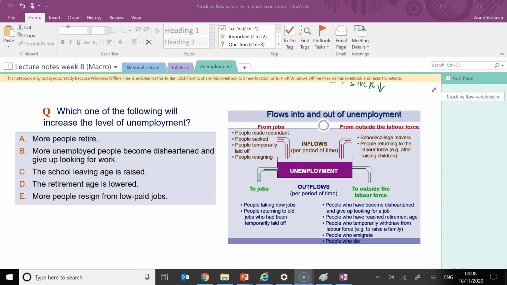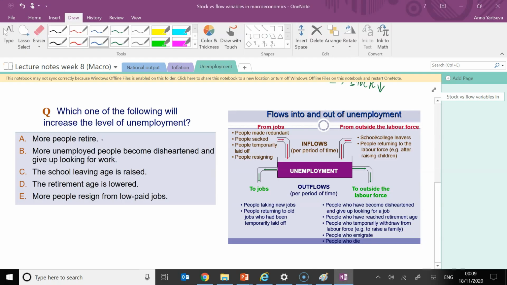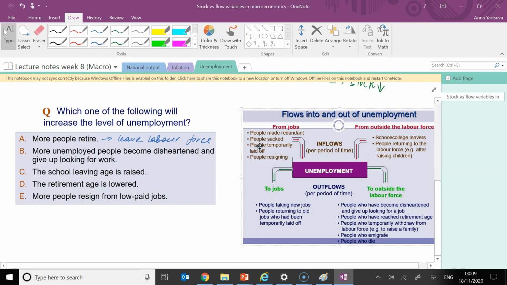More people retire. What does this mean? When people retire, this means that they stop working, they stop being economically active. In other words, they leave the labor force. And because they stop being a part of the labor force, they cannot be counted as unemployed. In other words, this will reduce the unemployment rate. This will be related to this particular flow.